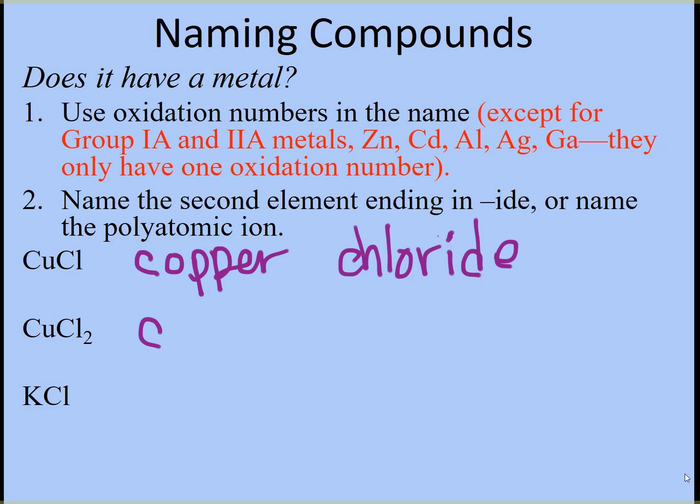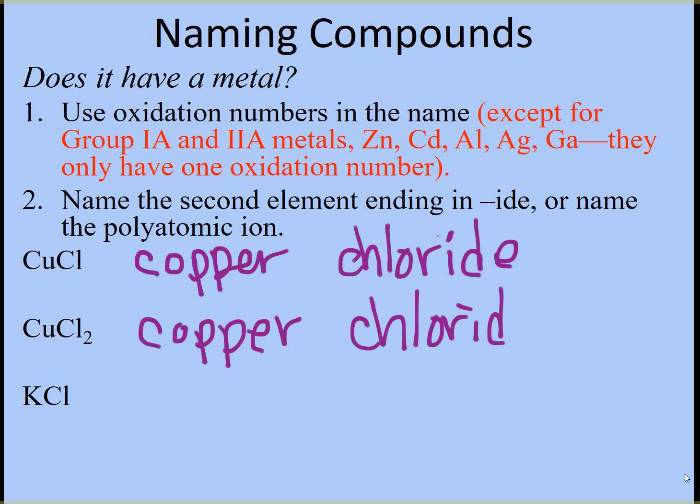Do the next one. This one is copper. Oh, and look, I have chlorine again. So this would be chloride. Now look at the names. They're both the same, but look at the formulas. So we have one that has only one chlorine and one that has two chlorines.